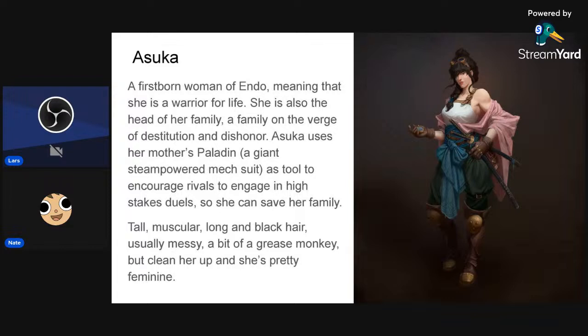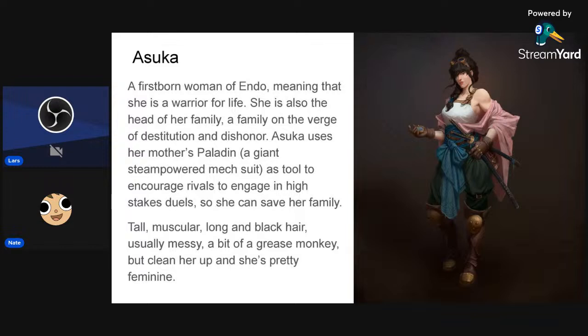And here's my description for Asuka. Asuka is a firstborn woman of Endo, meaning that she is a warrior for life. And the people of Endo are very heavily influenced by Japanese culture, Japanese history. So yes, she's going to look more samurai-like. She's got a kimono on and everything. She is the head of her family, a family which is on the verge of destitution and dishonor. So Asuka uses her mother's paladin, a giant steam mech suit, as a tool to encourage her rivals to engage in high-stake duels to save her family.